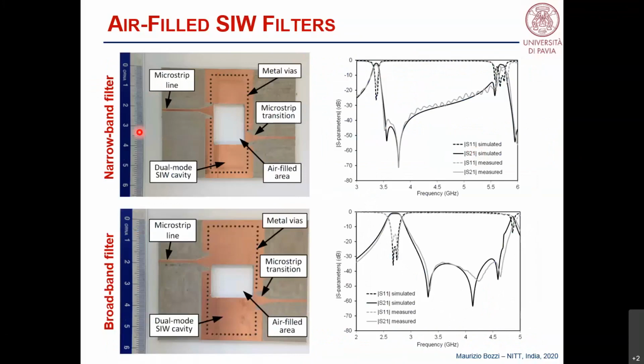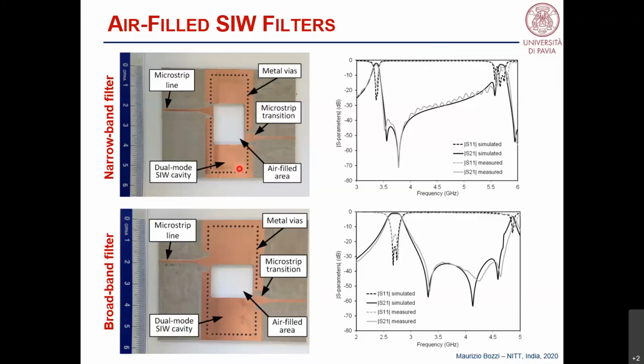In the top part of the slide, you see a narrowband filter. You see here the two transmission zeros that are due to the unbalanced excitation of the two cavity modes in one case, and to direct input-output coupling in the other case. And you also see in the bottom part of the slide a broadband filter. Basically, if you increase the length of the air-filled region, you reduce the bandwidth of the filter. If this length is small, you have a broadband filter. If this length is large, you have a narrowband filter.